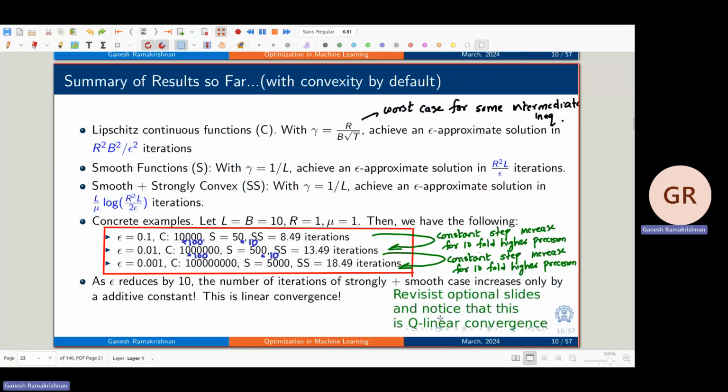So this is the idea of Q linear convergence. I'll post optional slides on Moodle. You can look at it, but the basic idea is already conveyed here. It's called linear because it's linear in the number of steps, even with the multiplicative epsilon.